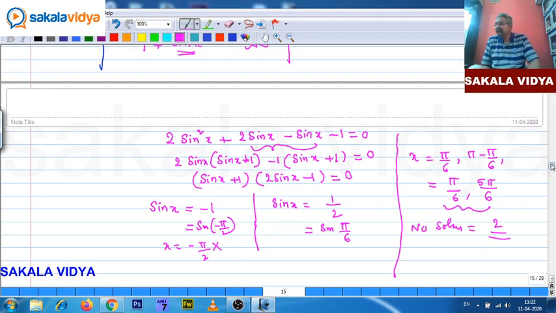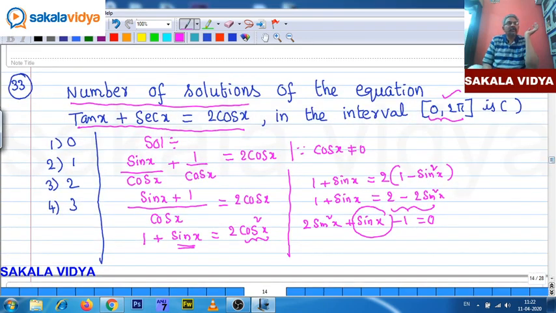One more solution. Pi minus 6, next is second quadrant. First quadrant and second quadrant, third quadrant is negative, so only two solutions. Option 3.